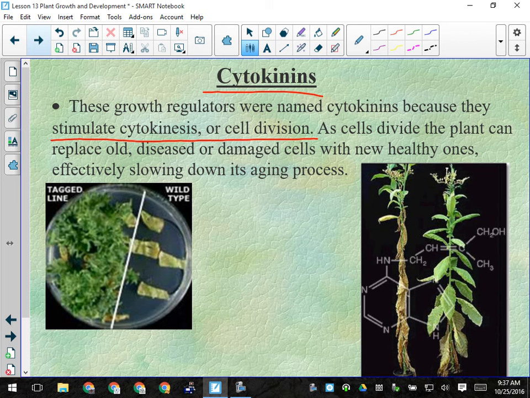Right. So you can see here in this diagram, this would be a normal plant. Sometimes plants will allow lower growth to die off because it's not getting sunshine anymore and just kind of concentrate on the new and upper growth, okay? Whereas one that's treated with more cytokinins is maintaining all of its foliage for a longer period.